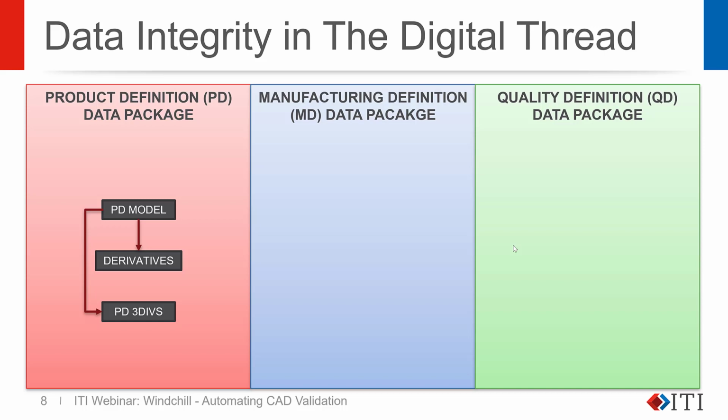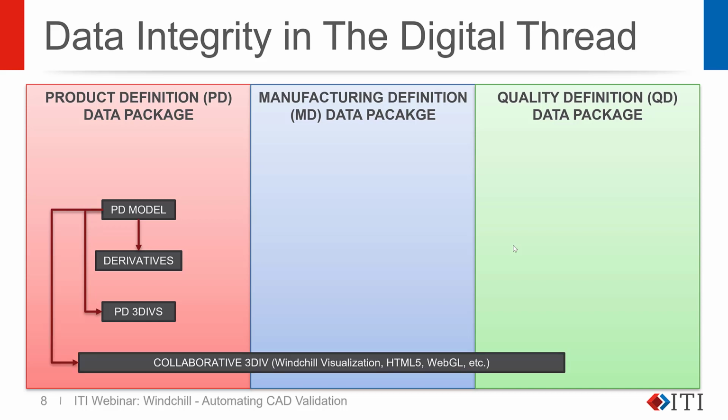3DIVs are 3D interactive viewables. 3D PDFs are a good example. Creo View is a good example of an interactive viewable, and those are used for people to collaborate. So this is where we get into the people consumption and improving that communication between the people. We're even seeing a trend to move to more web-based collaborative environments: Windchill visualization, where Creo View is used in a Windchill environment, and your HTML5 and WebGL enabled viewers and collaboration tools. Those are making a pretty big impact in the market.